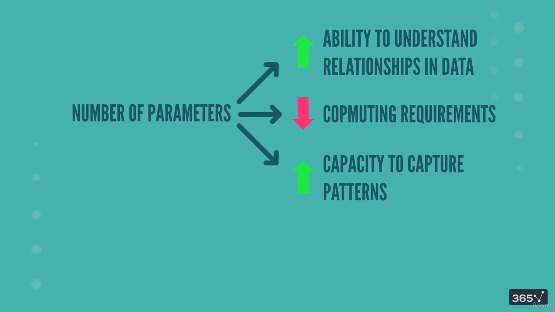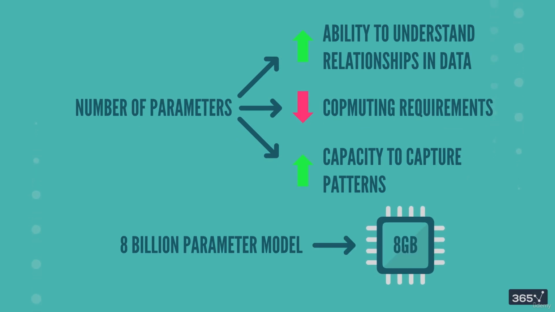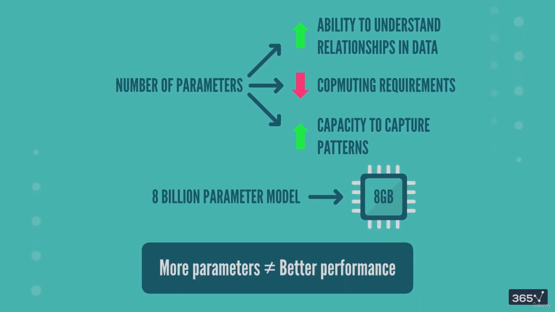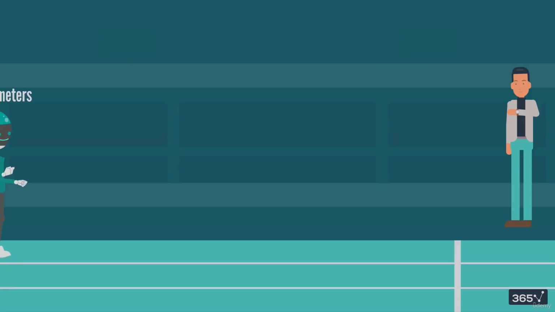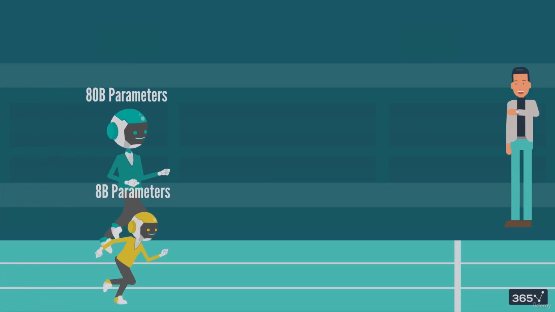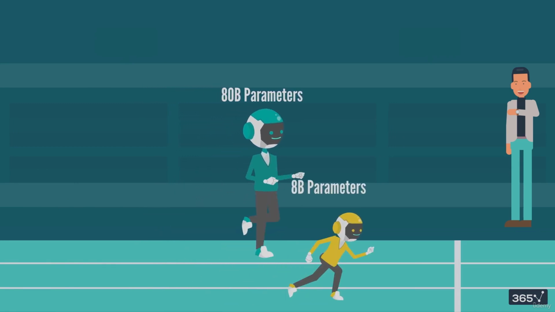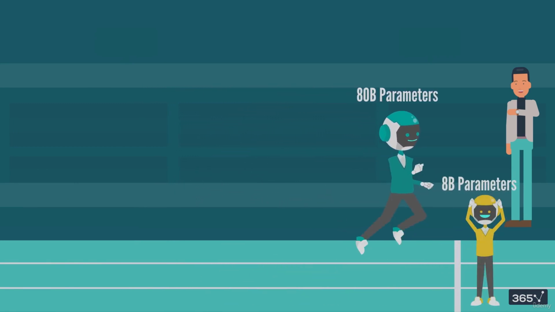For instance, an 8 billion parameter model would need at least 8 gigabytes of GPU memory just for inference if each parameter takes 1 byte. It's important to note that more parameters don't always lead to better performance. Without sufficient high-quality training data and effective training techniques, a larger model may not outperform a smaller one.